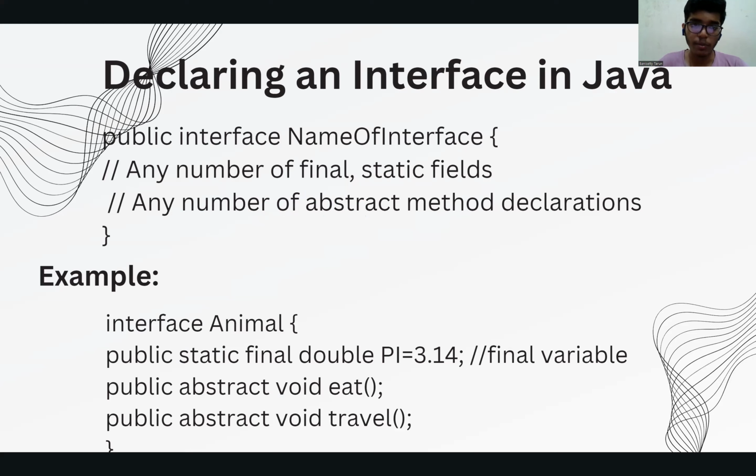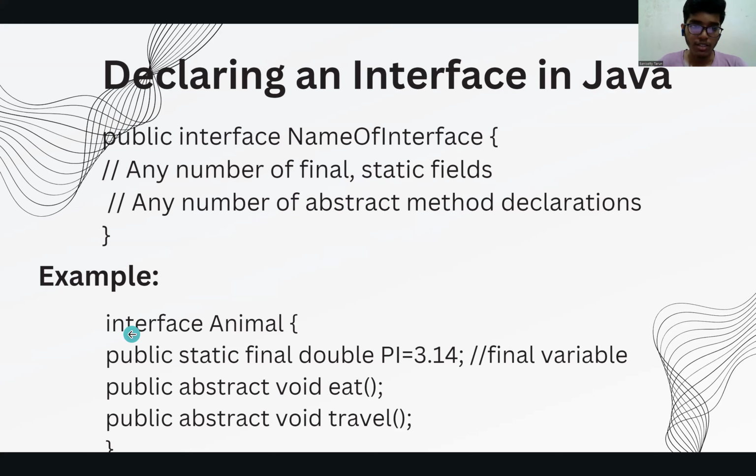If we try to implement these abstract methods inside the interface, the compiler will throw an error. If we do not specify these final static or abstract keywords, the variable will be implicitly converted into a final static variable, and the method will be implicitly converted into an abstract method.